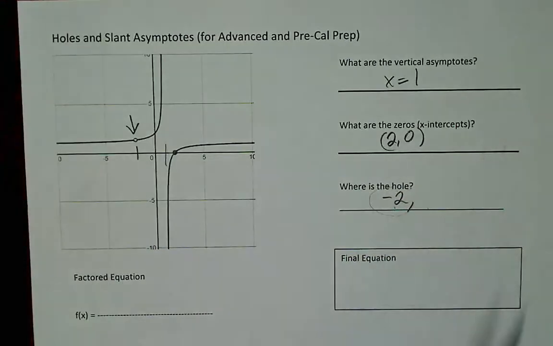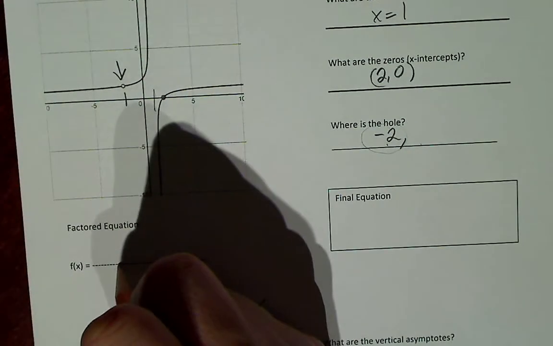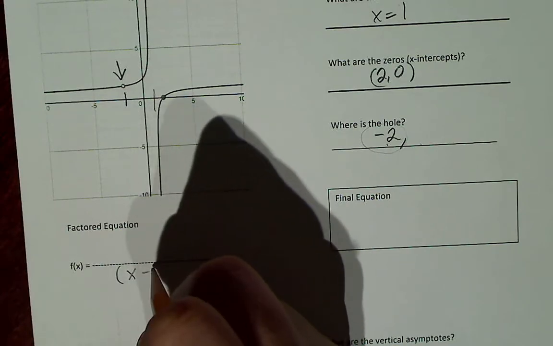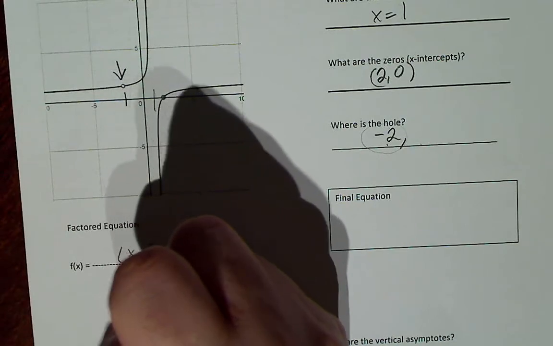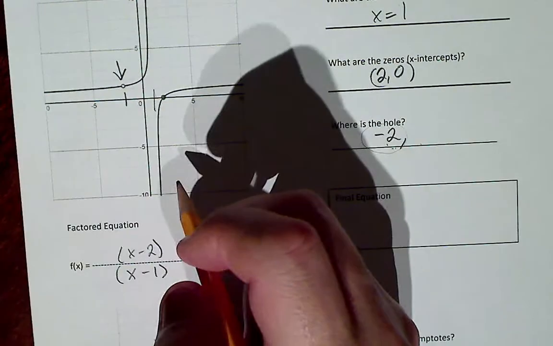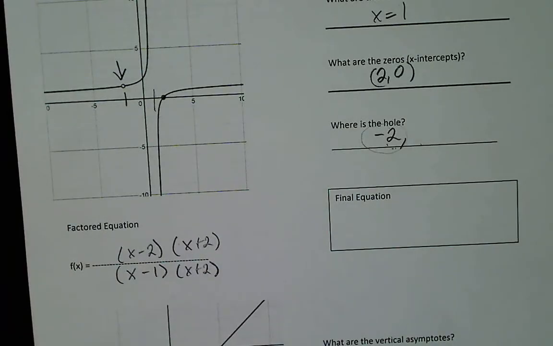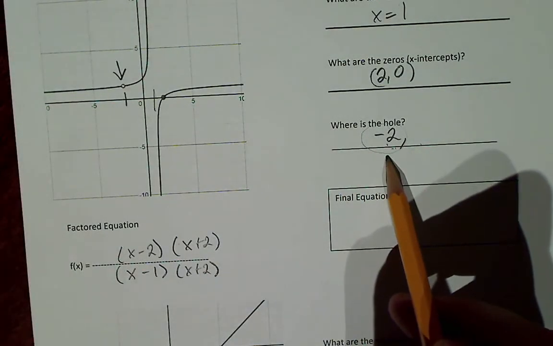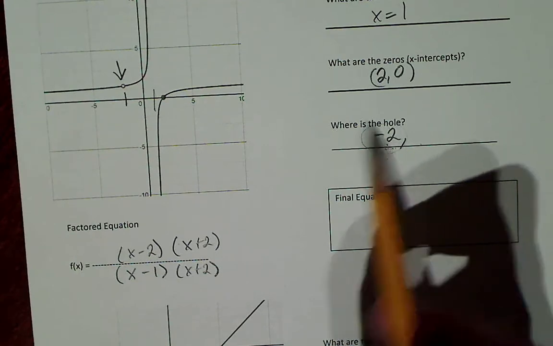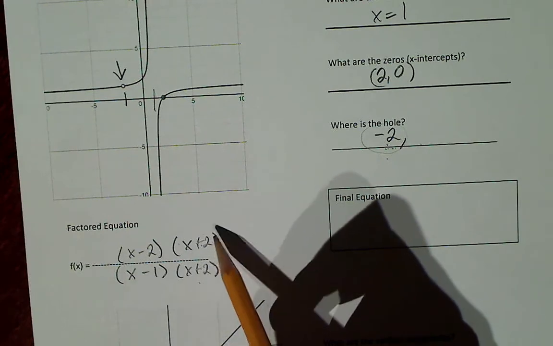So here's what happens. When I write this as a factored equation, I still do it the same way. In my denominator is my vertical asymptote, which would be x minus 1. My numerator would be my 0, which would be x minus 2. Okay. In order to create this hole at negative 2, what you have to have is a factor on the top and the bottom that is the same. So if my hole is at negative 2 something, then my negative 2 would become an x plus 2 for my numerator and denominator. Okay, so you have to have both.